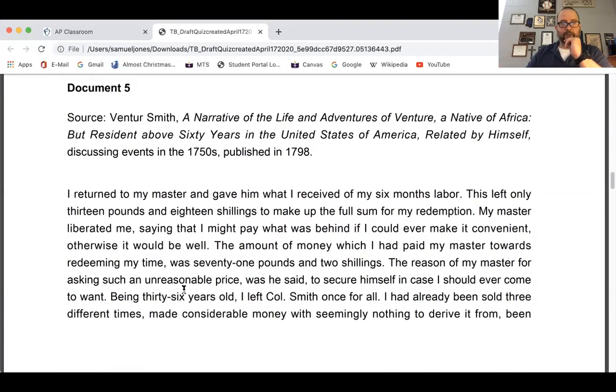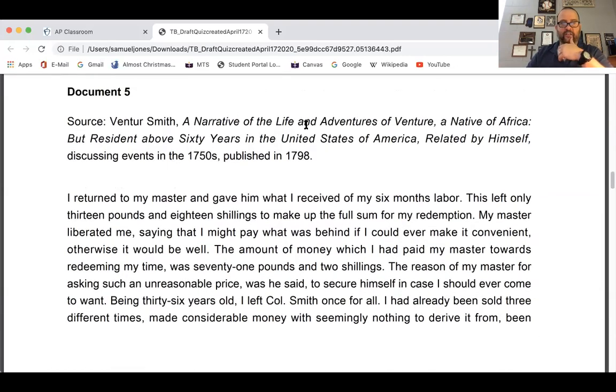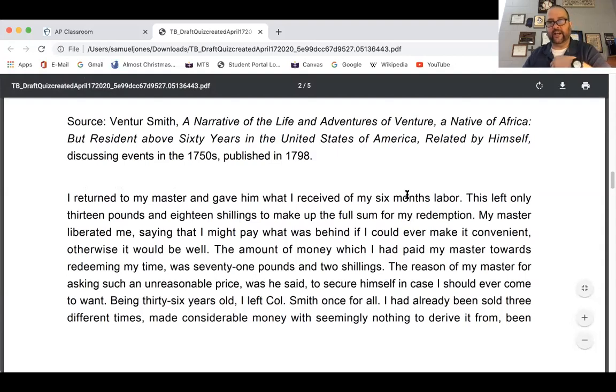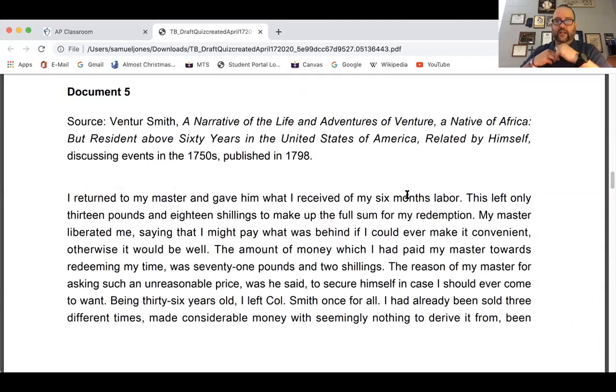Here is document 5. This is from A Narrative of the Life and Adventures of Venture, a native of Africa. He's discussing some things in the 1750s. So you see, it's taking the time frame from our original statement and bringing it further on. We're seeing continuity or change over time.